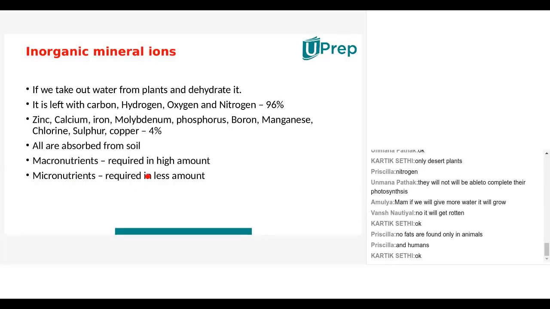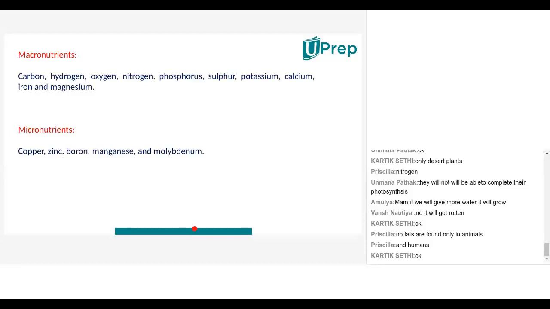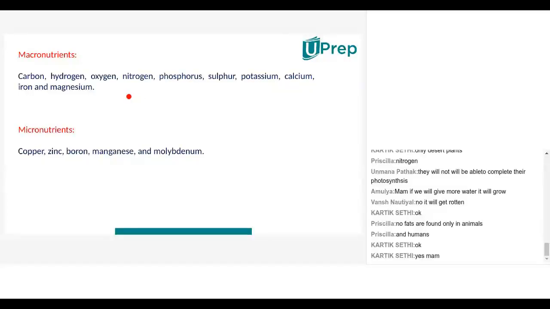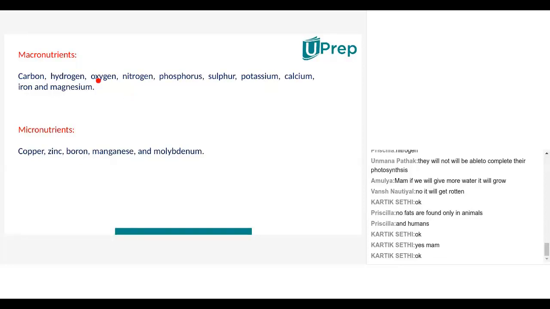So micronutrients are required in less amount. Macronutrients are required in high amounts. Correct. Now, these are a few macronutrients. Yes, Karthik. Ma'am, but some of the plants provide us fats. What about that? That's a very intelligent question, Karthik. For example, if you take dry fruits, if you take peanuts, they do have fats. You're right. But that doesn't mean that they have taken in fats. That's why they are producing fats. They need a lot of carbon, hydrogen, oxygen. Through carbon, hydrogen, oxygen only they can make fat.